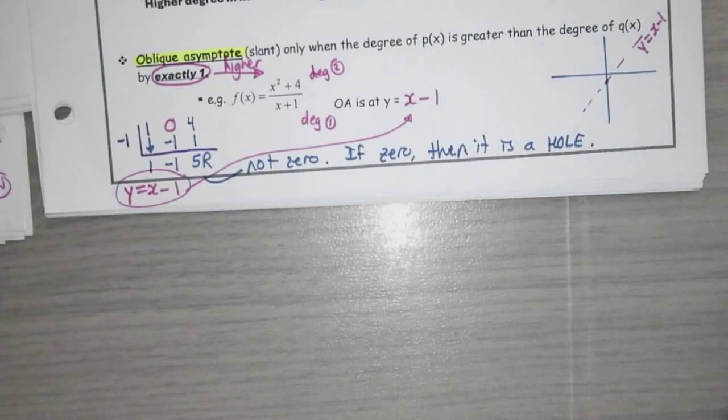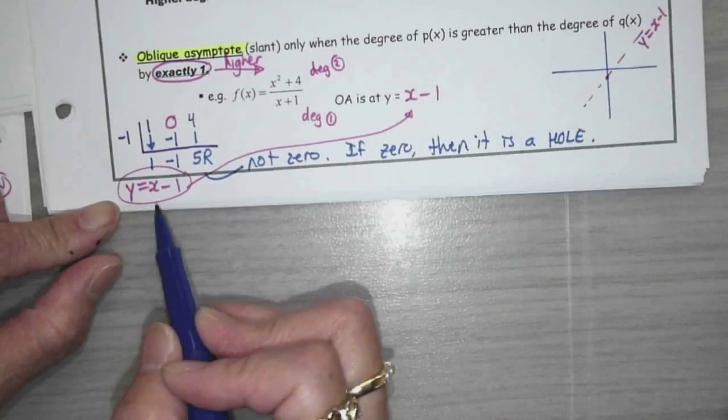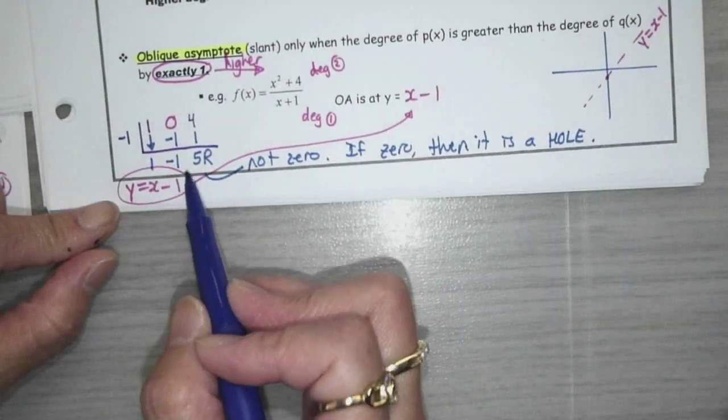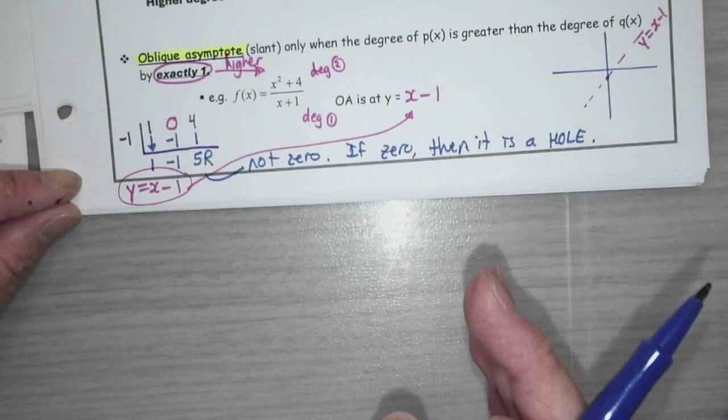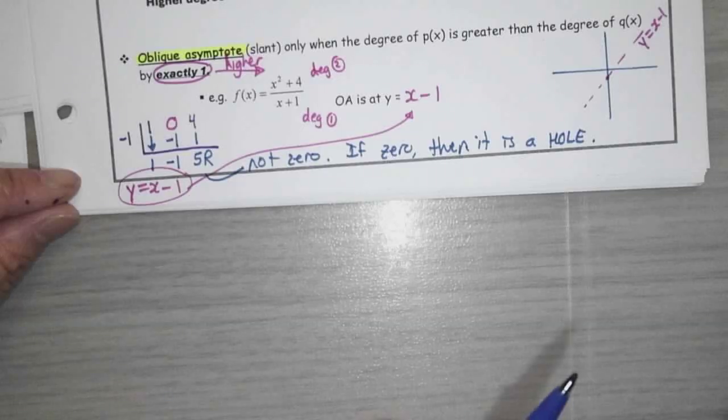Yes, question? Can you just do the synthetic to find the oblique asymptote? Yes, so the synthetic is only to find this dashed line. The 5 is to reassure us that it wasn't a hole, that it actually is an asymptote, and it's being pulled off the asymptote a little bit. Does that make sense? Is that good?